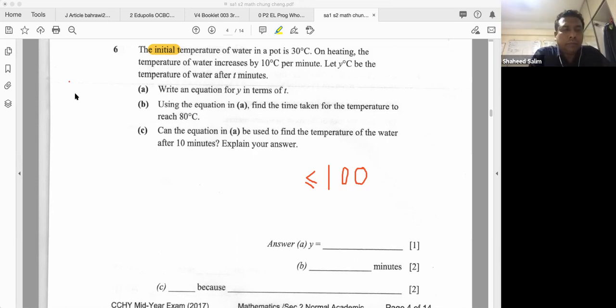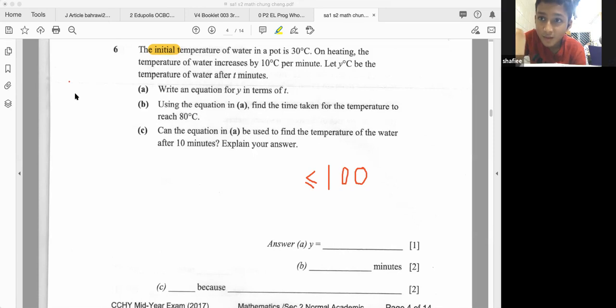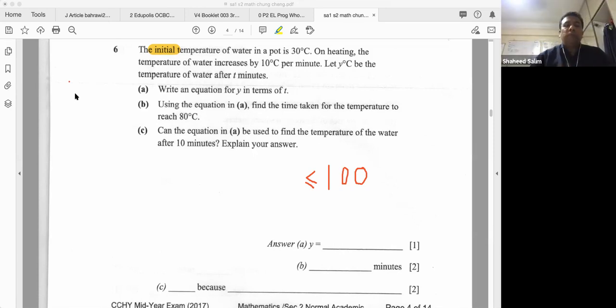What is C? Shafi, what's C? Celsius. Yeah, don't write the Celsius after you confuse. Okay, no problem.